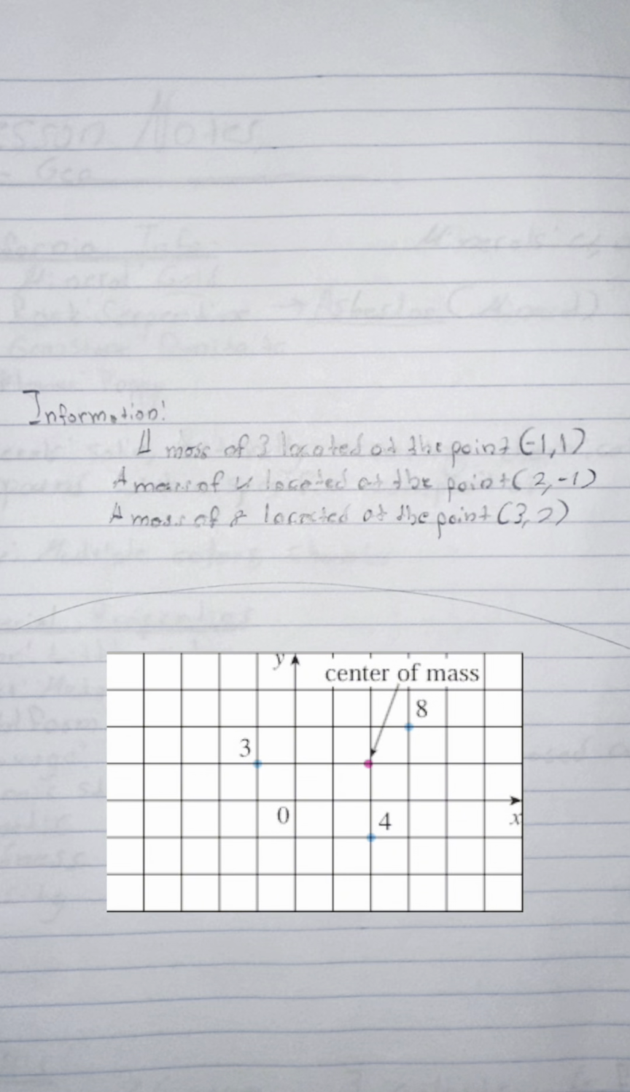Now, if we take a look at page 556, we can see example 3. We are told that we have three objects: a mass of 3 located at point (-1, 1), a mass of 4 located at (2, -1), and a mass of 8 located at (3, 2). Remember, our goal is to find the center of mass. So we need to find the moment about the y-axis first using the information that was given to us.